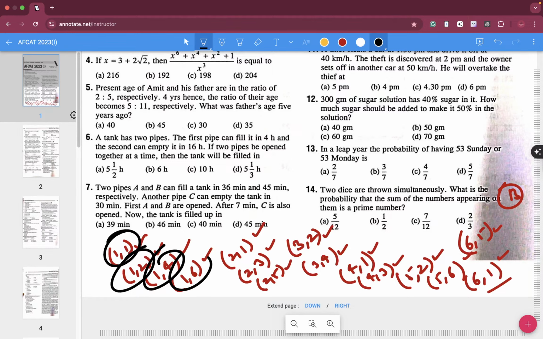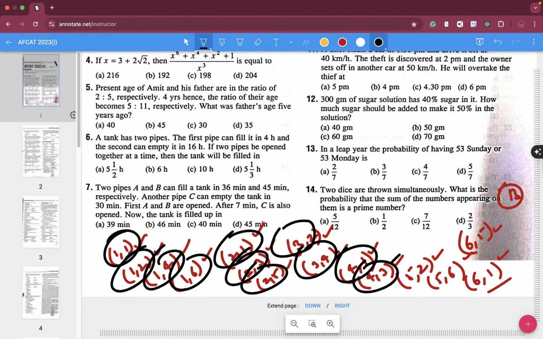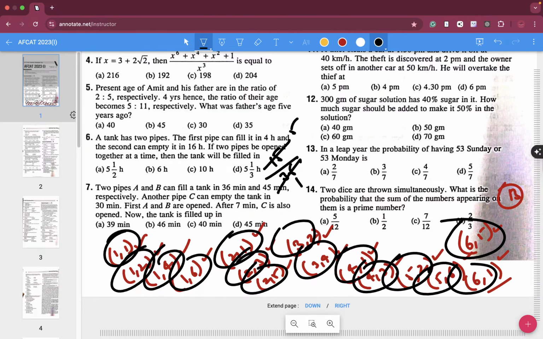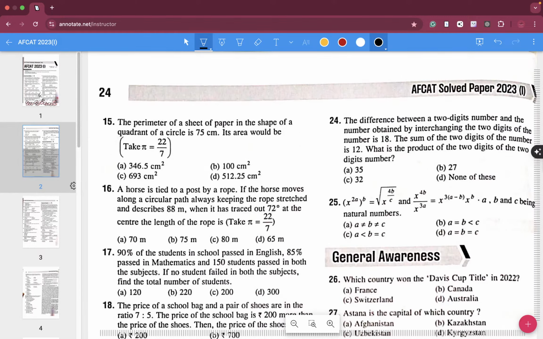1, 2, 3, 4, 5, 6, 7, 8, 9, 10, 11, 12, 13, 14, 15. So you have 15 possibilities out of a total of 36 possibilities, which means this one will go by 5 times, this one will go by 12 times. 5 by 12 is what we are looking for as the answer to this particular question, folks. All right, so we'll move to the next one.